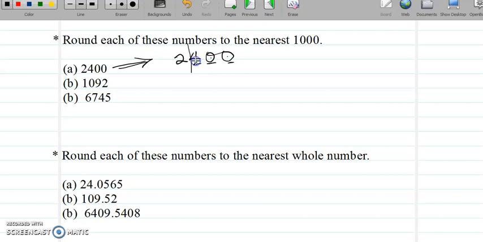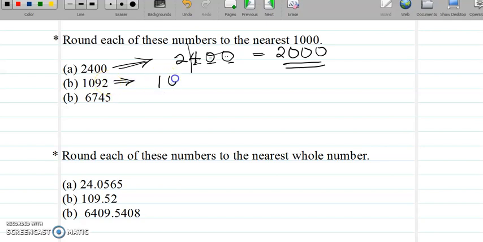And 4 is less than 5. So since 4 is less than 5, I am rounding it what? Down. I'm not adding, I'm rounding it down. So this will be what? 2000. You see that? So this gives us 2000. Okay, now let's look at this also.